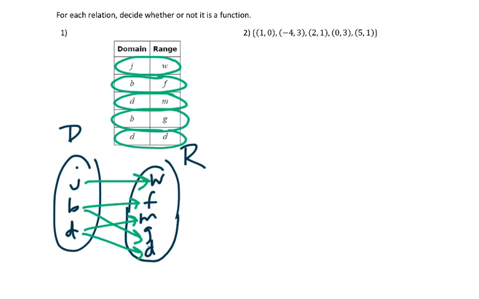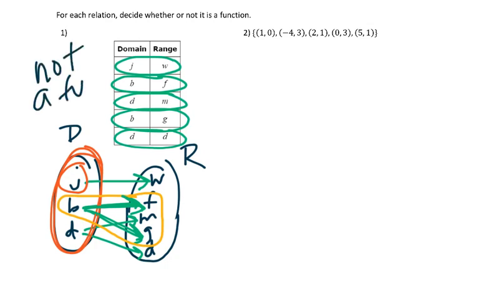Now you're probably looking at this thinking it's a little confusing, but what we want to make sure is that everything in my domain only goes to one other thing in the range. So if I look at this J value here, J only goes to W. There's only one arrow that comes out of J to W. However, if I look at B here, we have a problem because B has two arrows coming from it. So B goes to F and it goes to G. So because B, a value in our domain, goes to more than one value in the range, we can say that this is not a function.